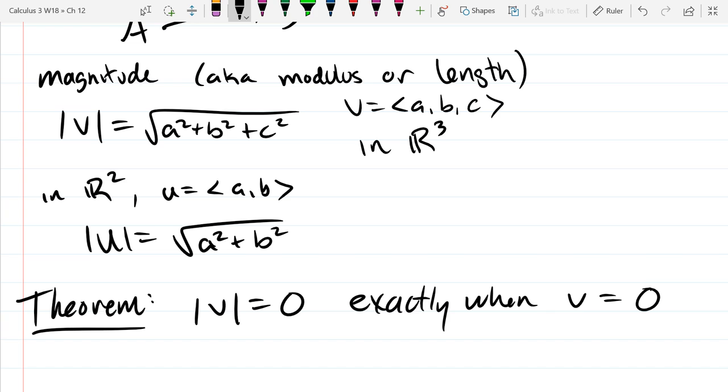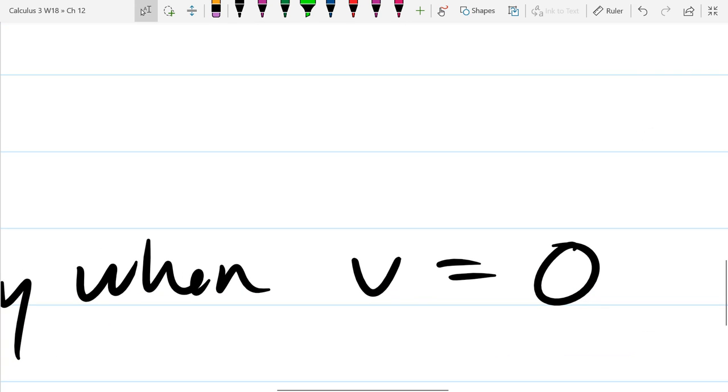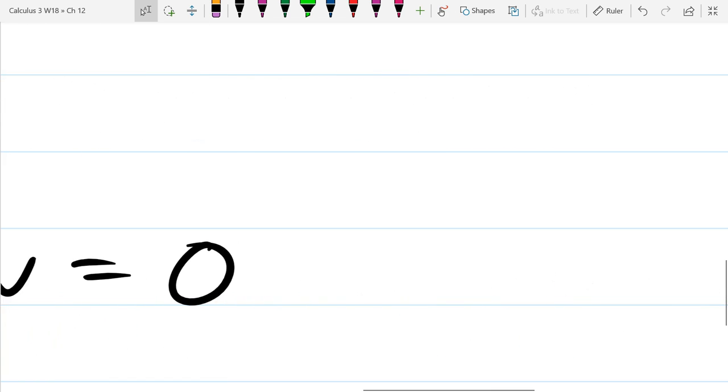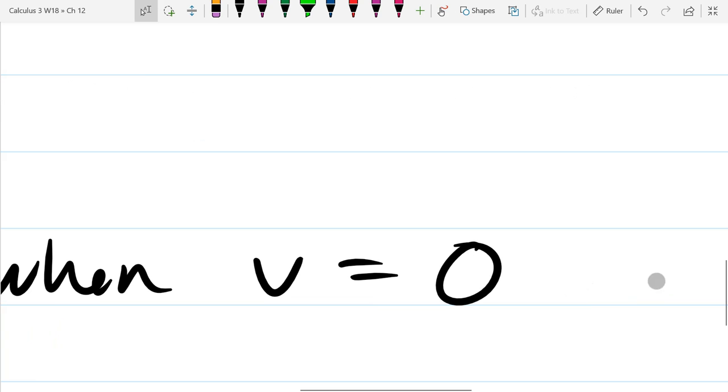So we have a theorem: the magnitude of a vector is zero exactly when the vector is zero. Now you have to be careful when you talk about a vector being zero. I don't mean the vector is the number zero. What do I mean when I write down the vector is zero? What type of zero? The magnitude is zero. Well, I do have the magnitude is zero over here, but here I actually mean the vector is zero, but I don't mean the number zero. So it'll be the zero vector.